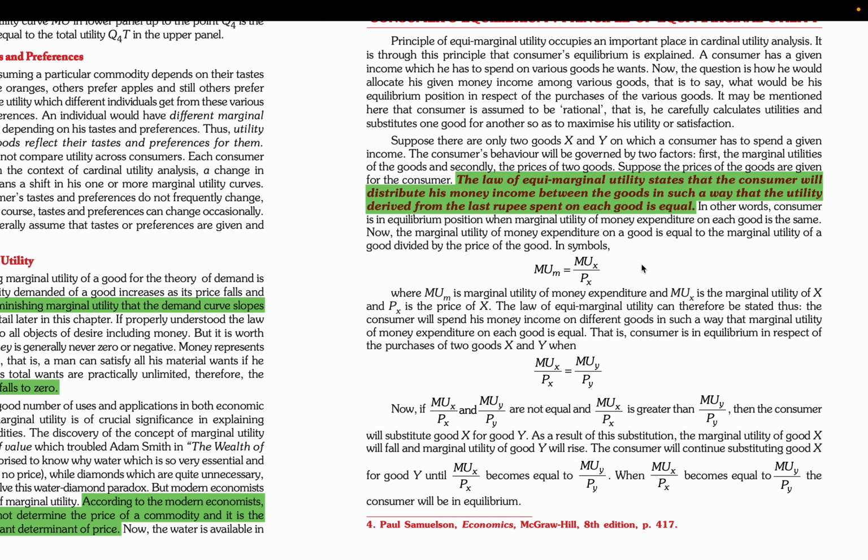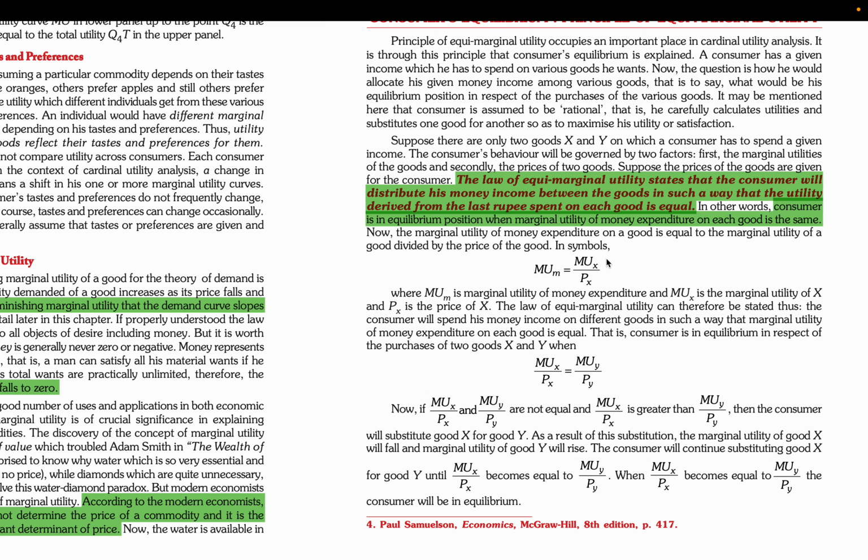So in other words, a consumer is in equilibrium when the marginal utility of money expenditure on each good is the same. Each good that you're buying has the same marginal utility of money expenditure. Now the marginal utility of money expenditure on a good is equal to the marginal utility of the good divided by the price of that good.